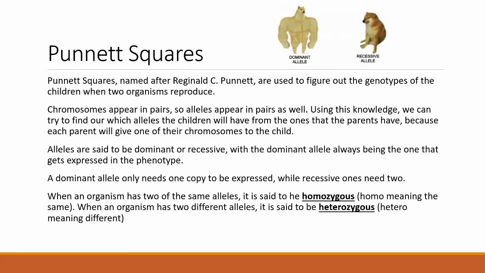When an organism has 2 of the same alleles, it is said to be homozygous, with homo meaning the same. And when an organism has 2 different alleles, it is said to be heterozygous, with hetero meaning different.